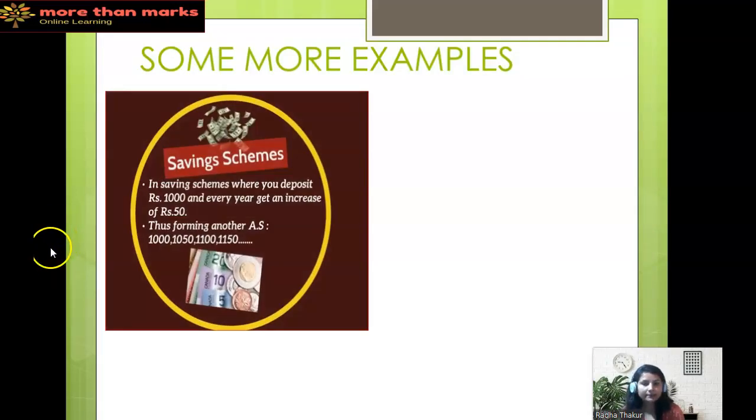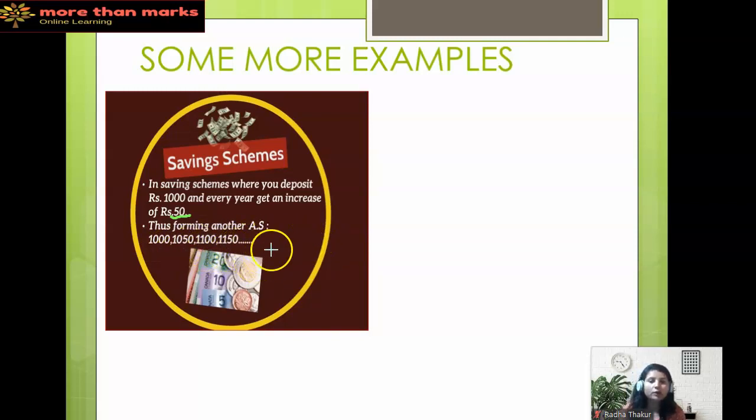Some more examples are here, like your saving scheme. Look at this saving scheme example. In this, we are saving 1000 rupees every year, and it gets increased by 50 rupees. So they also form an AP series: 1000, 1050, 1100. So like this they are forming.